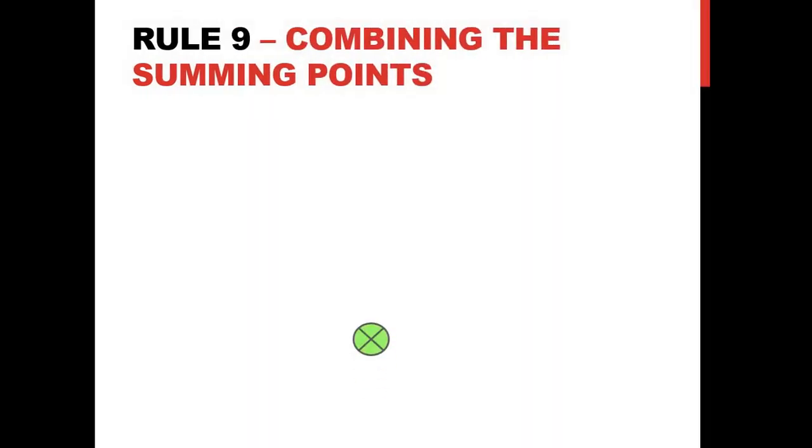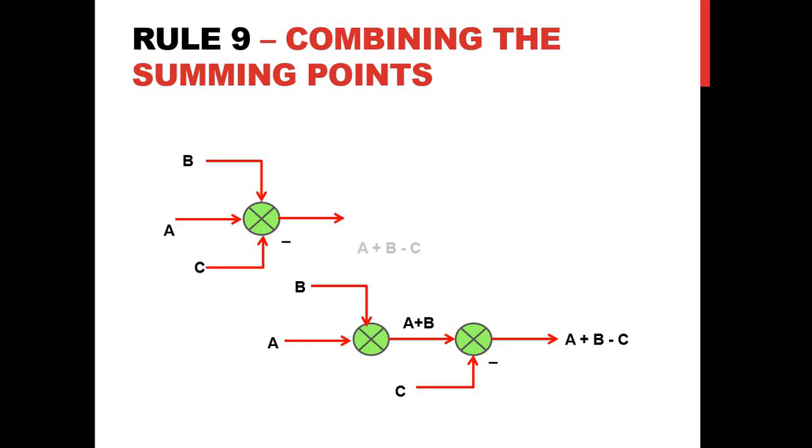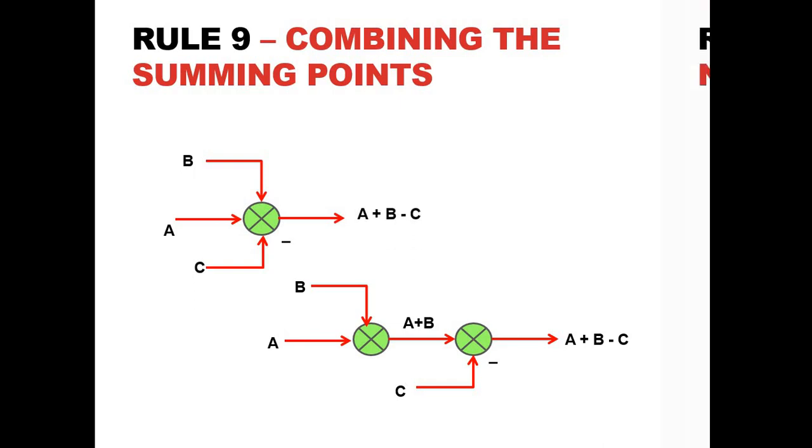Rule number 9, combining the summing points, just the opposite of rule number 8. Now we can see here we have 2 summing points, one with inputs A and B. So the output will be A plus B. Another input is C. We have here A plus B minus C. Now instead of these two summing points, we can have a single summing point for 3 inputs A, B and C. So finally my output will be A plus B minus C.